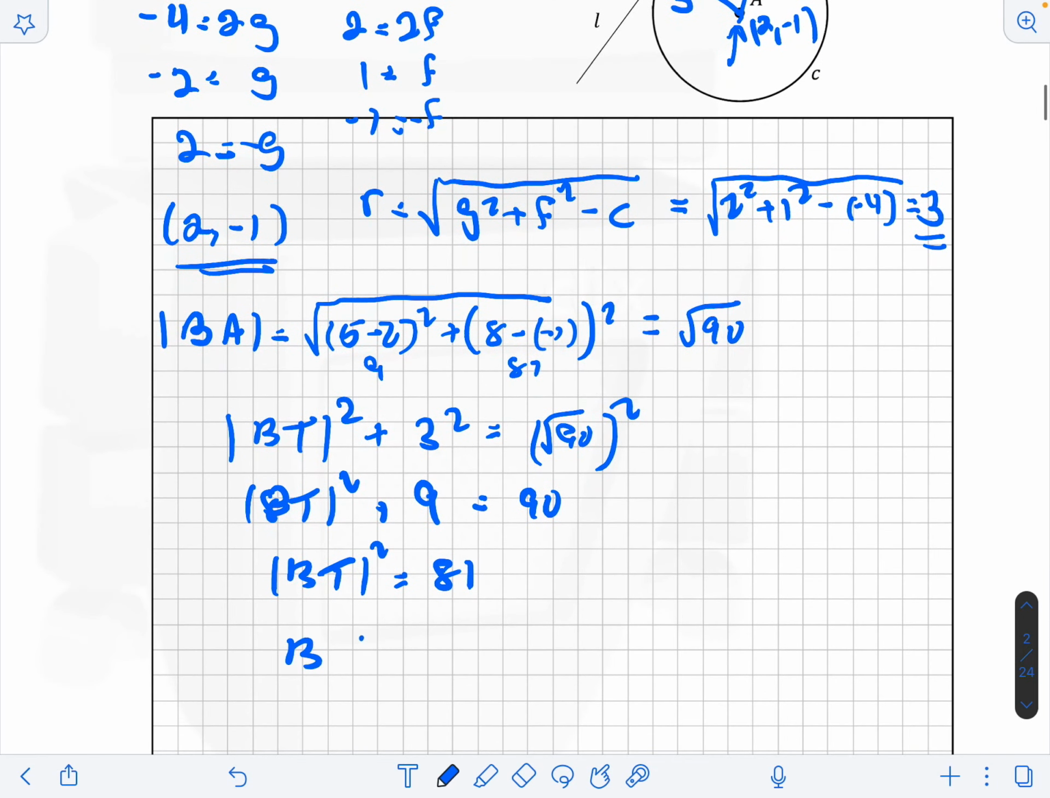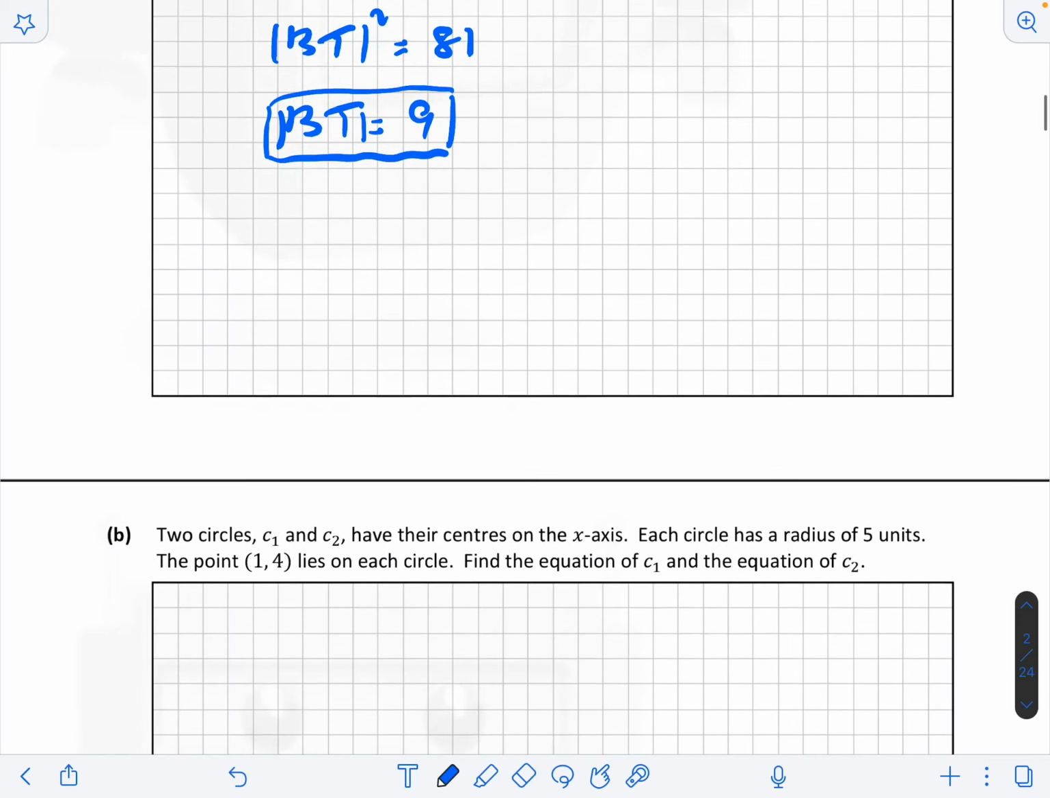So BT equals 9. Now remember, usually when we do square root, we have to take plus minus, but when using Pythagoras, we never do because these are lengths. The length has to be the positive number. So the length BT comes out to be 9. Go to the second part of the question.